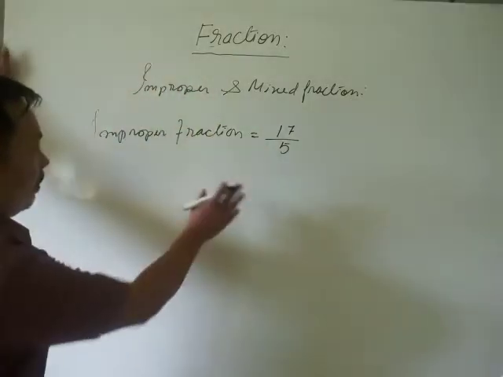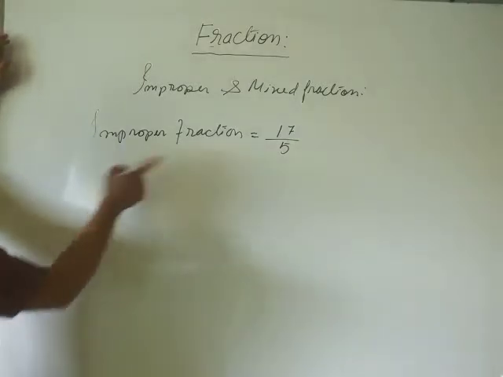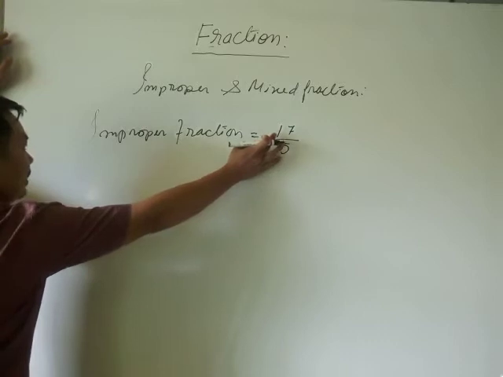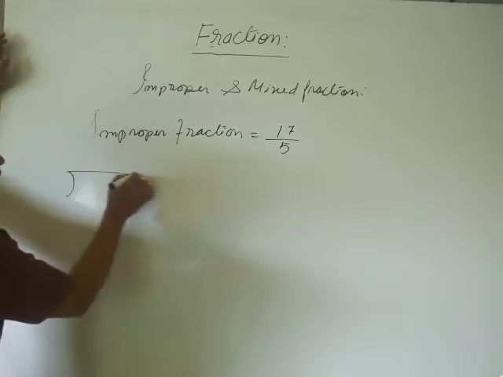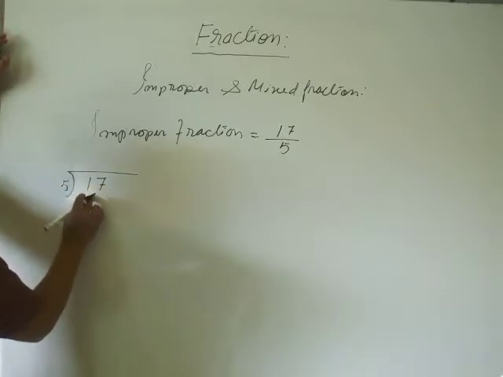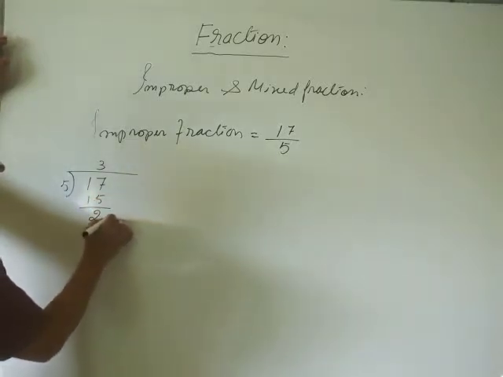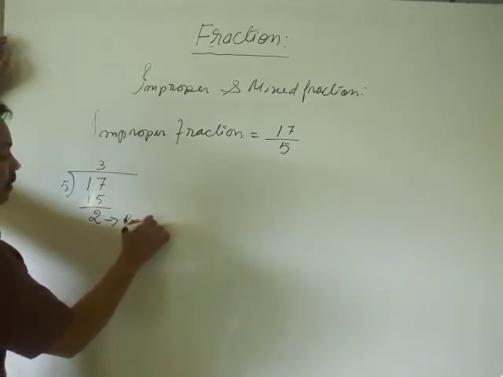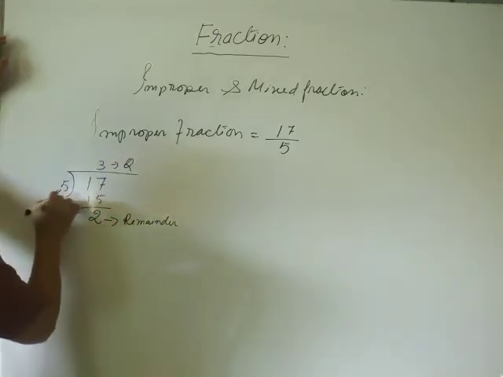To convert to a mixed fraction, let us go to division. You know how to divide. So 17 by 5 means dividing 17 by 5. Take the division columns and put the 17 here, divided by 5. How many times does 5 go in? 5 threes are 15, and 2 is the remainder. So 2 is the remainder, 3 is the quotient, and 5 is the divisor.